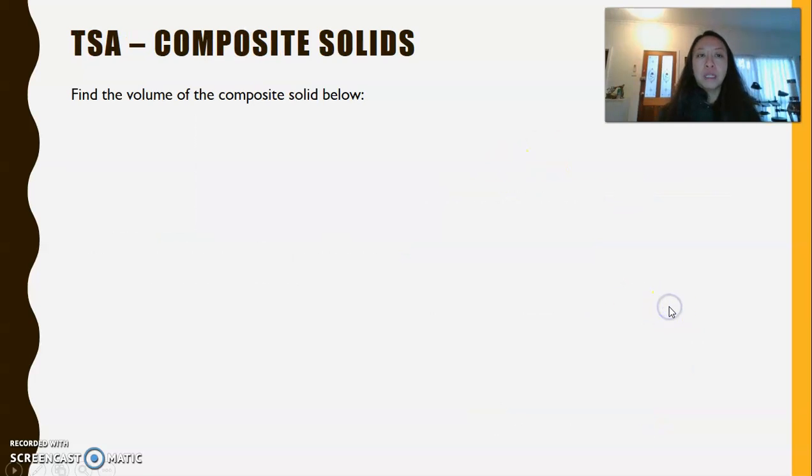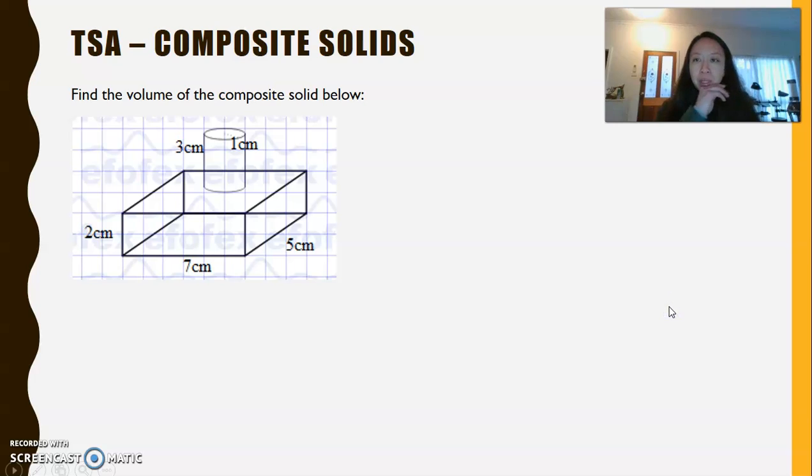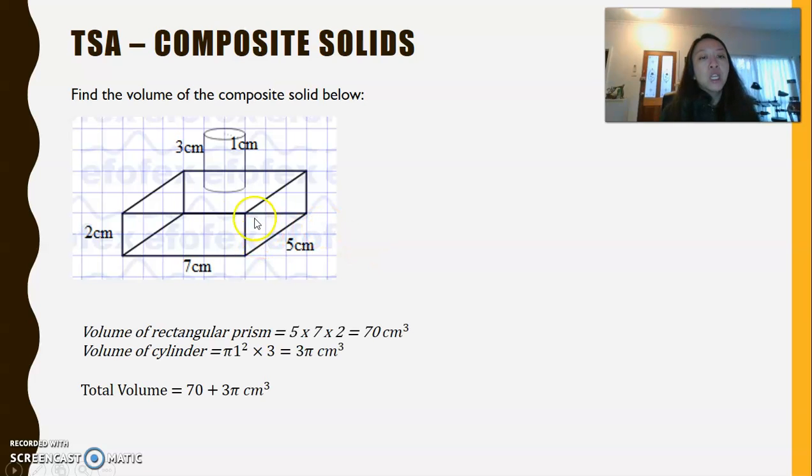So what if it's a composite solid? Does this shape look familiar? Yes, we have done this shape for the total surface area, and now we are focused on finding the volume of this composite solid. So we know that this composite solid comprises of a rectangular prism as below and a cylinder on top. To find the volume of the rectangular prism, as what we have done before, we have to use 5 times 7 times 2, which is 70 centimeter cube.